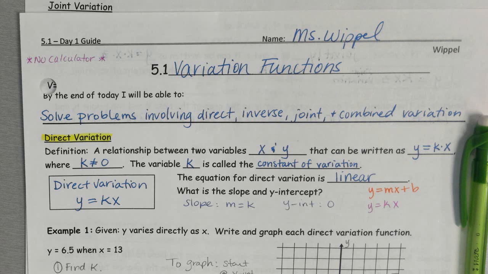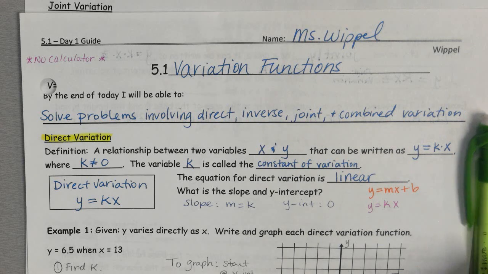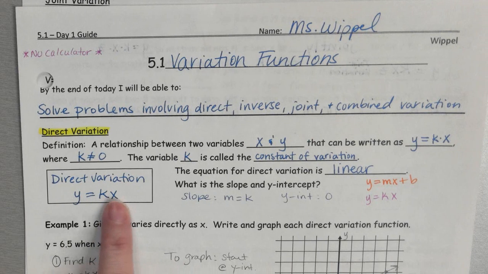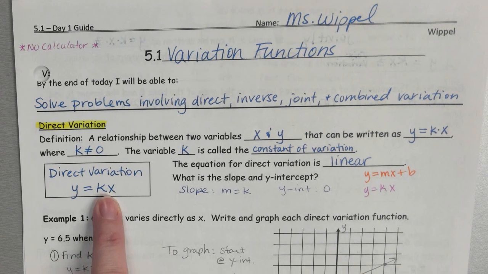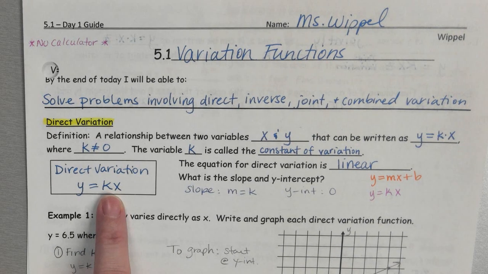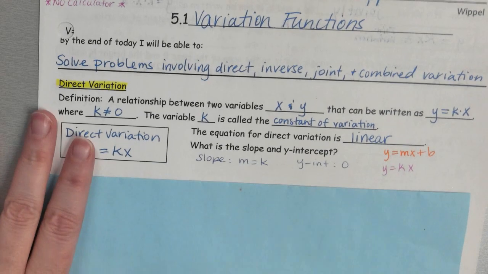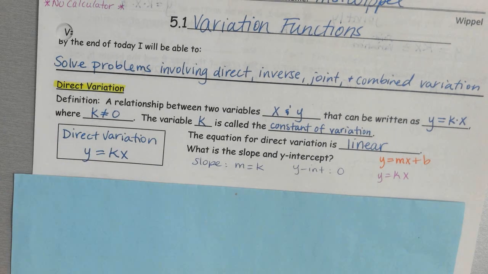So for direct variation, it's a relationship between two variables that can be written as y equals kx. They're always going to tell you k can't be 0, because if it was, the equation would just be y equals 0, and then it wouldn't be a relationship between x and y. So the variable k is the constant of variation. This is a linear function.